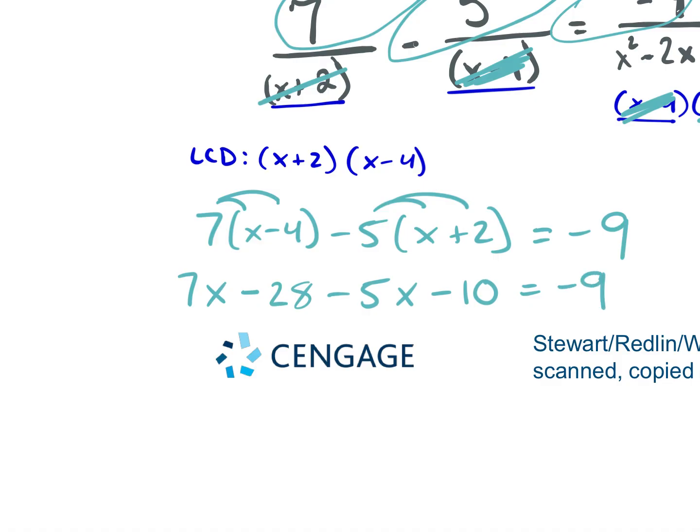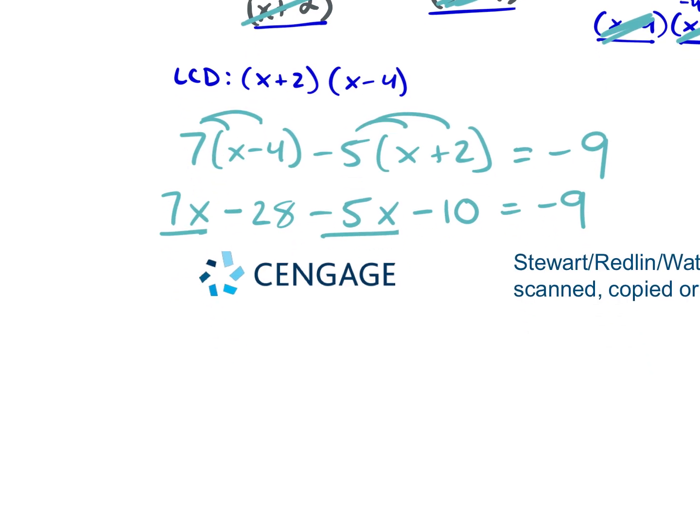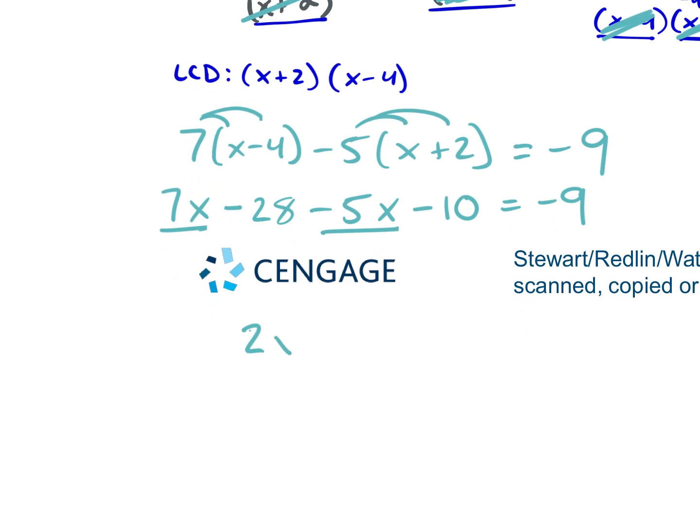What do you think we should do next? Let's combine our like terms. 7x minus 5x would be what? 2x. And -28 minus 10? Minus 38. And then it equals -9.